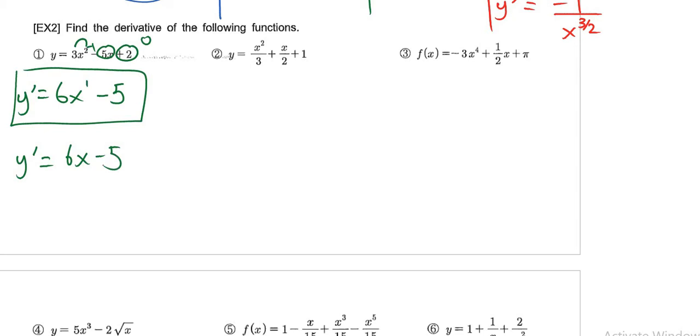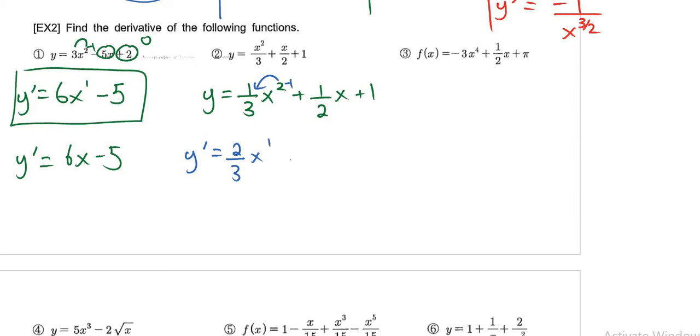All right, so for question number 2, if you want, you could rewrite this as 1/3 x squared plus 1/2 x plus 1. And then you can go ahead and take the derivative. So the 2 would multiply with the 1/3. That would give you 2/3 x. And then you minus 1 in the power.